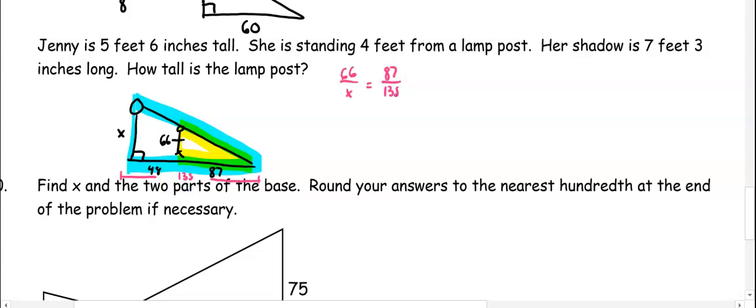So when we cross multiply here, we get 8,910 equals 87x. So when we divide, we get x is about 102.41 inches.